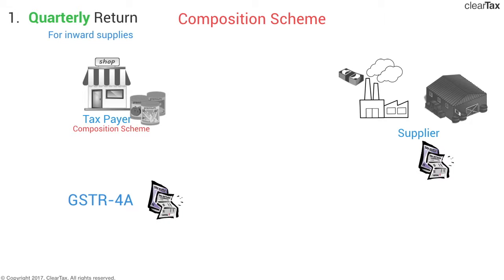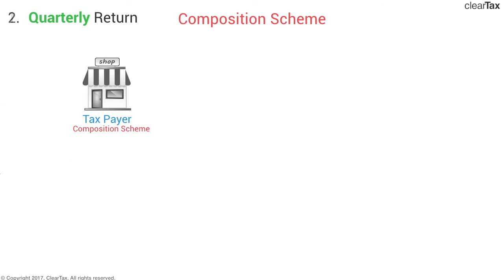Now here's the catch. To file this form, you have to do absolutely nothing. It is an auto-populated form, meaning from the return filed by your supplier, because it's inward supply, remember, you're purchasing goods coming into your premises. So from the return form filed by the supplier, this form will be auto-populated. All the information will be picked directly from the supplier's form. You have to do absolutely nothing. Simple, isn't it?